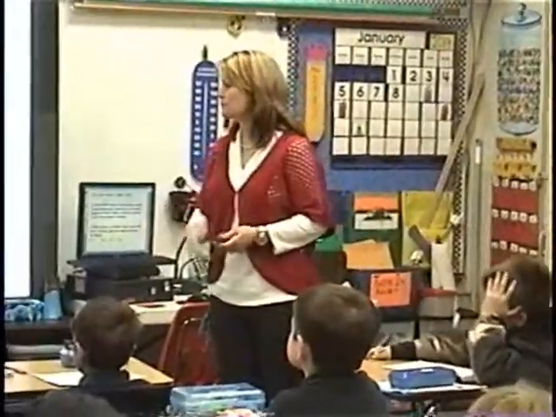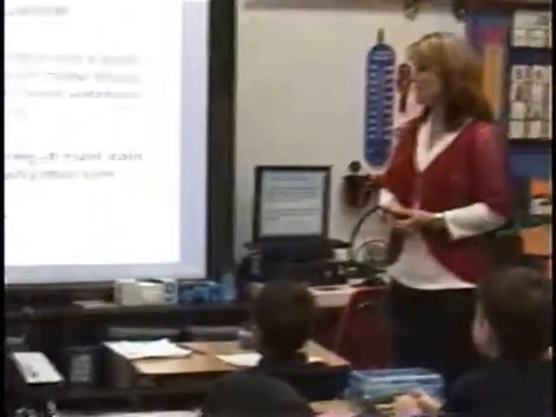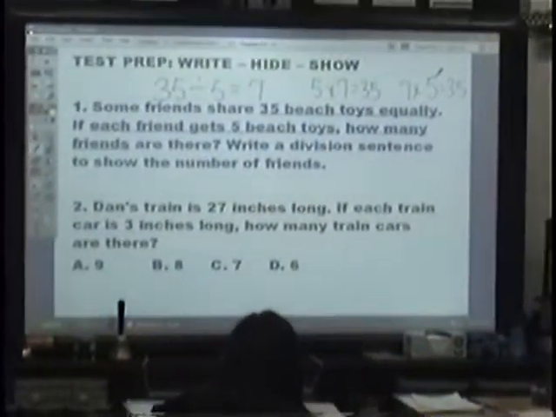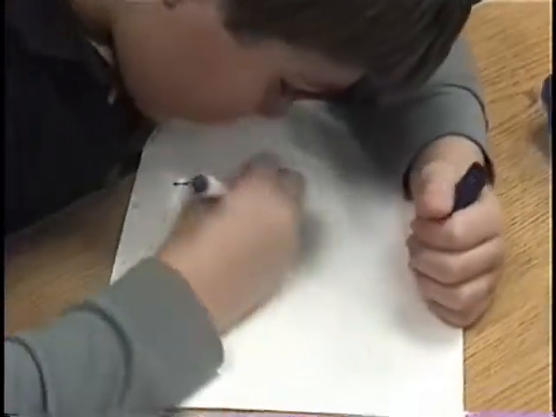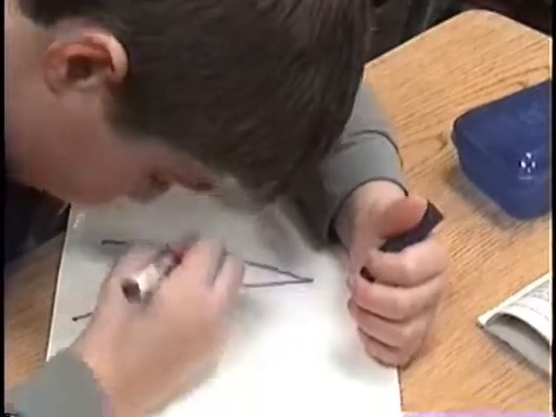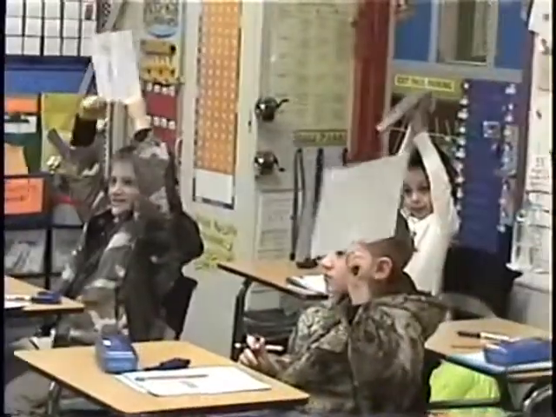Dan's train is 27 inches long. If each train car is 3 inches long, how many train cars are there? Please show. Oh, very good. I see almost all the correct answers.